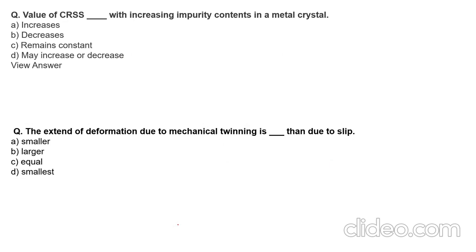So the next question is: the value of your critical resolved shear stress dash with increasing impurity content in a metal crystal. So what happens to the critical resolved shear stress if you have an impurity inside the material? Will it increase, decrease, or what happens? Increase. Critical resolved shear stress is nothing but the amount of stress that you have to apply on a material for a slip to occur, right?